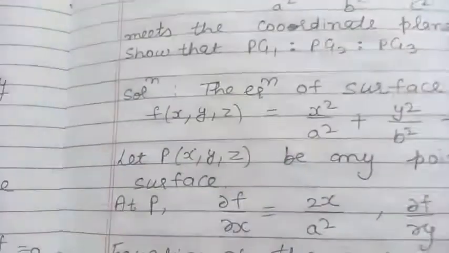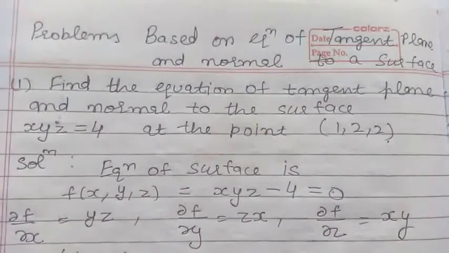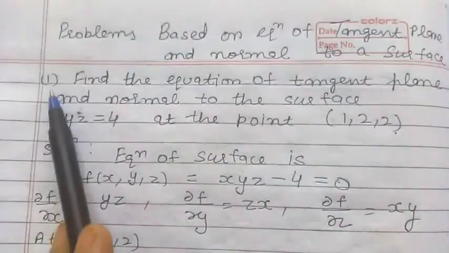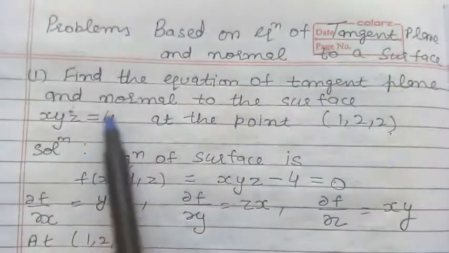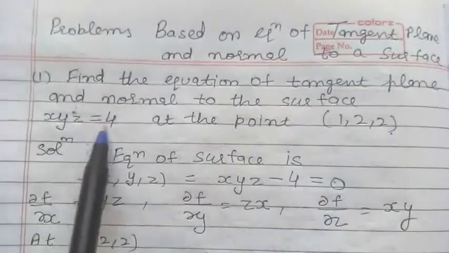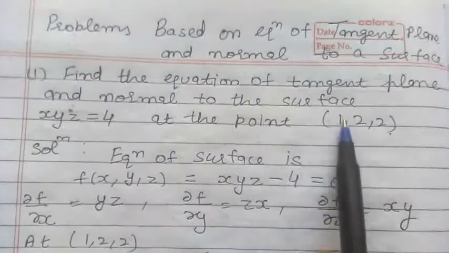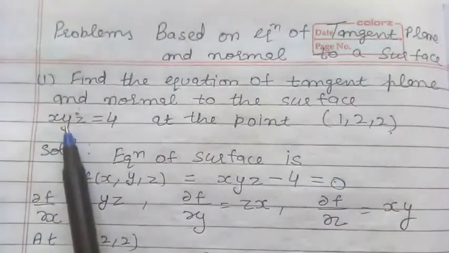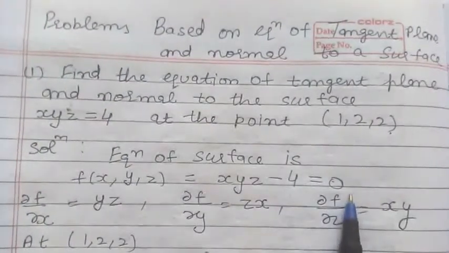Now next, let us see the problems based on the equation of tangent plane and normal to the surface. So first problem is: find the equation of tangent plane and the normal to the surface xyz is equal to 4 at the point (1, 2, 2). Now the equation of the surface can be written as xyz minus 4 is equal to 0.